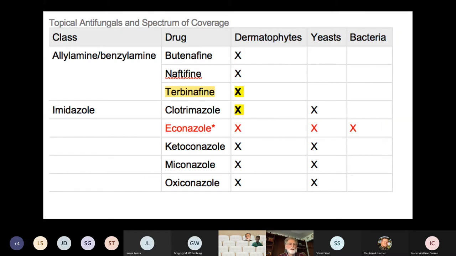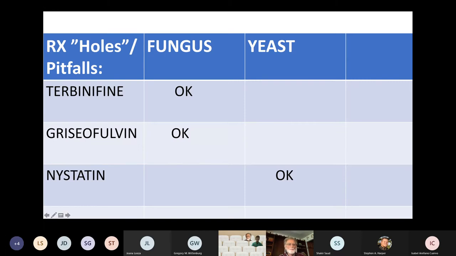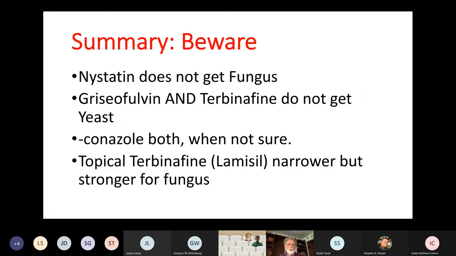I wanted to say a few things about treating yeast and fungus. There are a couple of pitfalls here. One is terbinafine, remember, does not cover yeast. And for some reason, econazole has some antibacterial activity, which I learned. But your conazoles will cover both. When in doubt, and you're not sure, a conazole is what you want. So there are holes. Remember, terbinafine does not get yeast. Griseofulvin does not get yeast. Nystatin is just the opposite. Nystatin will get yeast, but it doesn't get fungus. So these are pitfalls for primary care that you should be aware of.